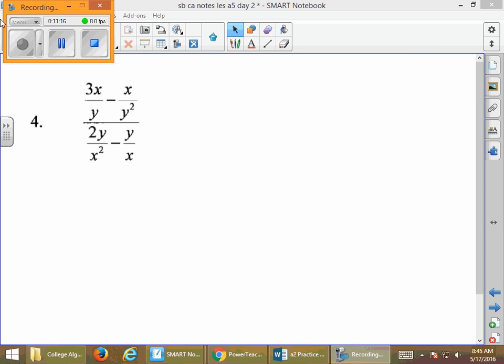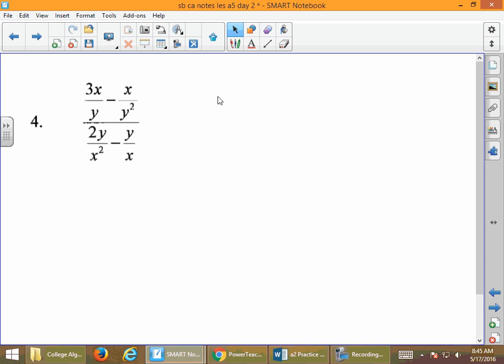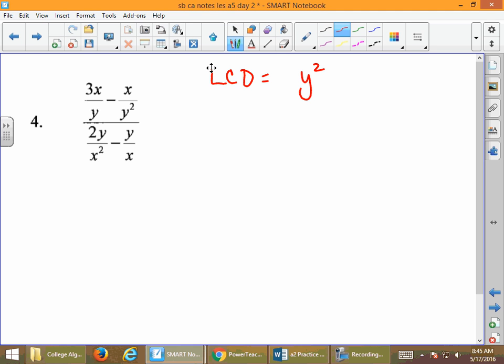So as we take a look at the next one here, now we have two variables in this, but we still need to start with what's the least common denominator. So if you look at the y's between y and y squared, it's going to be y squared. Between x squared and x, it's going to be x squared. And I know that I just wrote that as x squared y squared for our LCD, but you could have written y squared x squared.